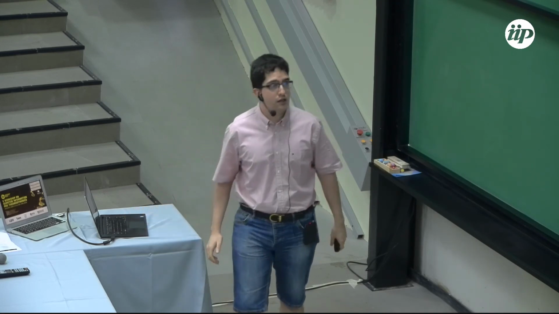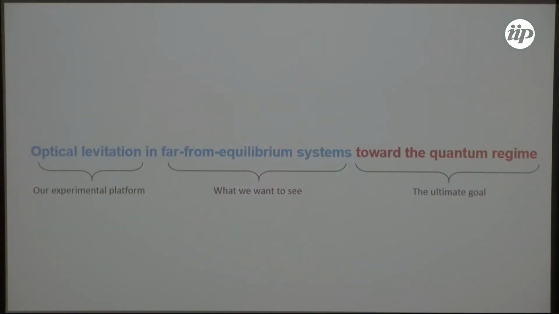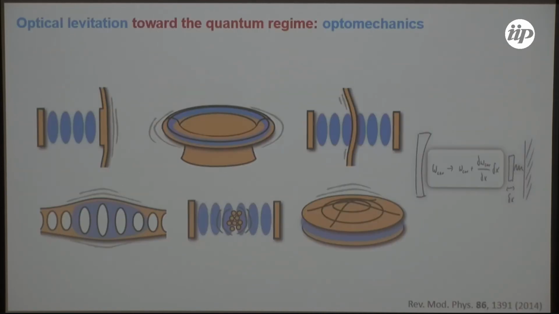Now, toward the quantum regime is the last part of the talk. So how do we get to the quantum? For now, everything was classical. I need to show you a little bit of optomechanics. I'm not an expert on that. I basically learned about optomechanics 5 days ago while creating this talk.